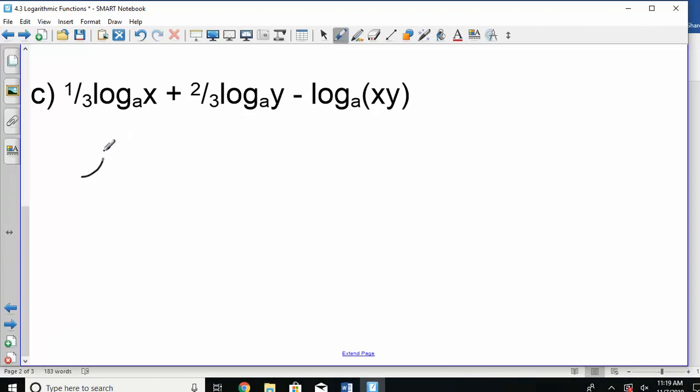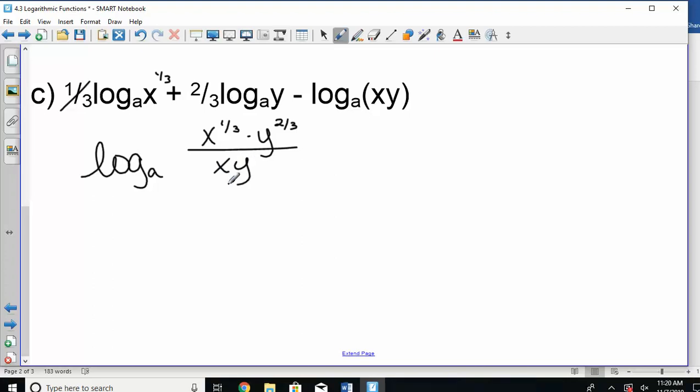So if I start condensing this, we have a log base a. This is a positive, so it'll go on top. The 1/3 is the exponent, so it's an x to the 1/3. Plus, so still on top, 2/3 would turn into the exponent, so y to the 2/3. Minus, so on the bottom, xy. Is that okay for a final answer? No, we can simplify that.